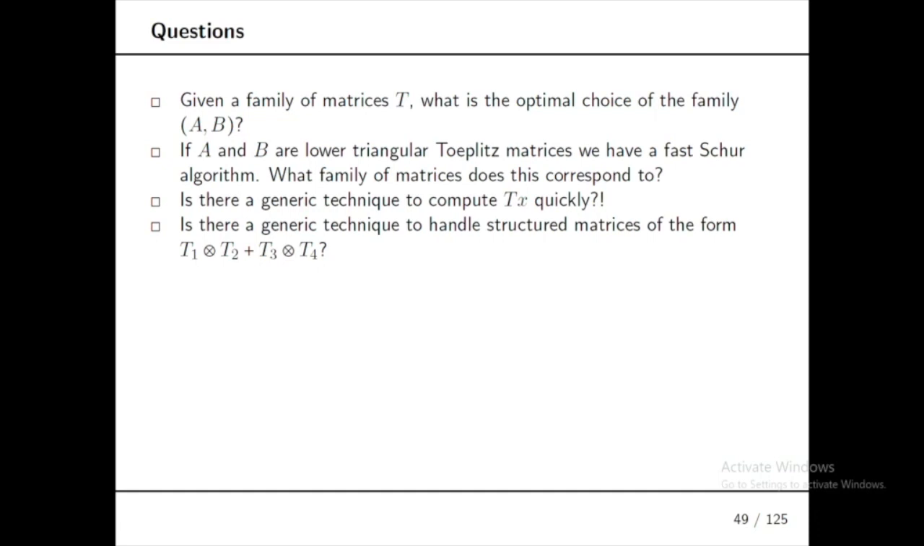And finally, where it really falls flat in practice is that if I look at sums of tensor products, then we don't know what to do. For block Toeplitz matrices, for example, the displacement structure does not improve the state of the art at all. So these are all open questions. Okay, so that was displacement structure.